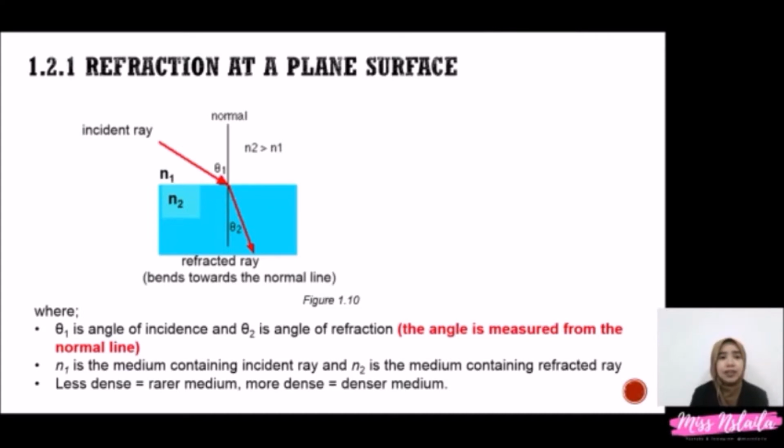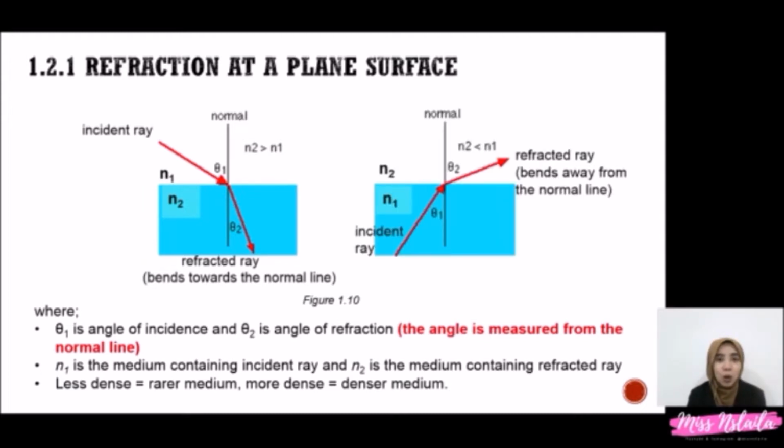So what happens if the incident ray travels from a less dense to a denser medium? We can see that the refracted ray bends toward the normal line. Next, what if the incident ray travels from a denser medium to a less dense medium? We can see that the refracted ray will bend away from the normal line. So you can compare these two figures and identify what will happen to the refracted ray when it travels from one medium to another.